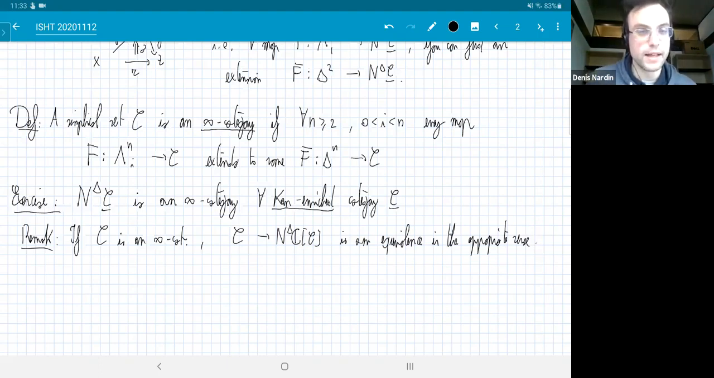So as before, as we've seen for Kan complexes and topological spaces, infinity categories are just an easier to manipulate notion than Kan-enriched categories that contain pretty much the same information. In fact, it's kind of fun to look at the history of the subject. Originally, people were working with essentially Kan-enriched categories for a long time.